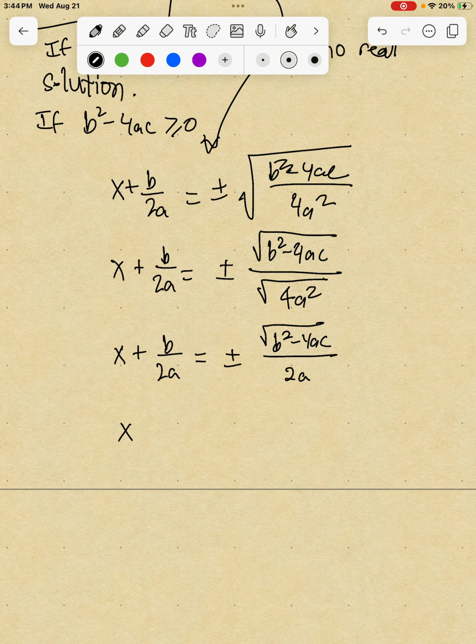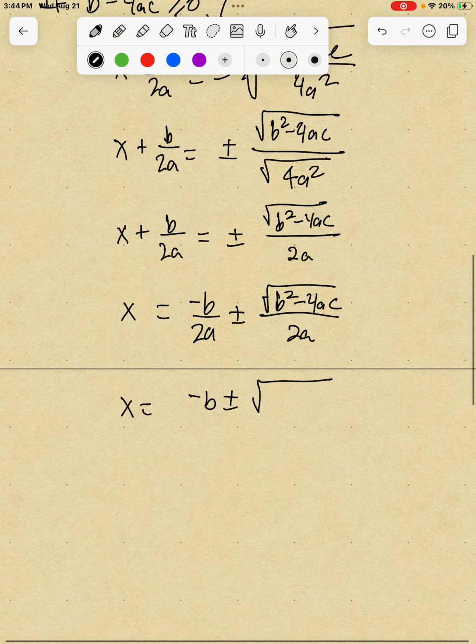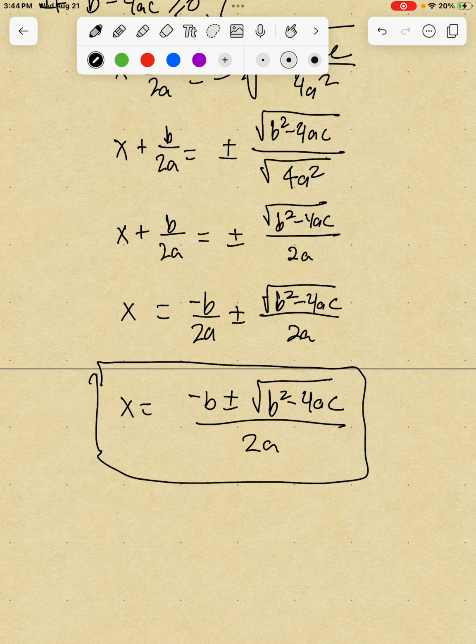And the last step is to subtract negative b over 2a on both sides. And if I do that, I get this. And if I want, I actually have a common denominator, so I can combine the numerators like this. And now we solved for x. This is the solution if b squared minus 4ac is greater than or equal to 0.